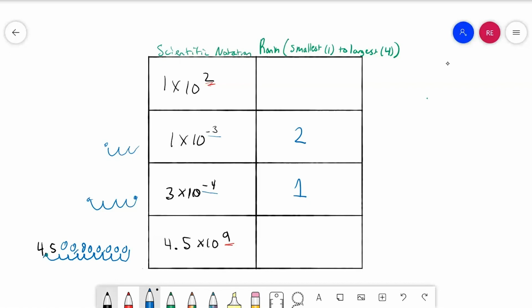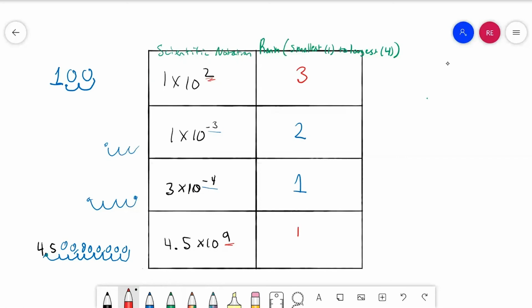Now let's look at our other example. We have our value that's in the ones place, 1. And then we have the decimal moving 2 times to the right. So 1, 2. Fill in the zeros. This is a value of 100. So 4.5 billion is much bigger than 100, and so 100 will be in third because it's smaller, and then 4.5 billion will be last because it is the largest number.